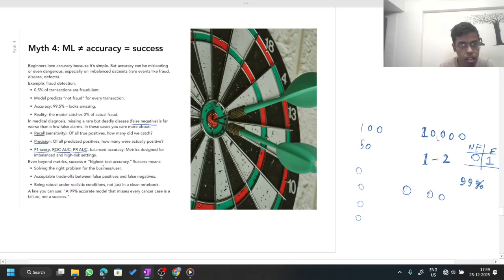Even beyond metrics, success is not high test accuracy. Success refers to solving the problem for the business, with an acceptable trade-off between false positives and false negatives. Robustness is the criterion. It should not be just a clean prediction happening every time. A 99% accurate model will not achieve anything if it misses every cancer case.